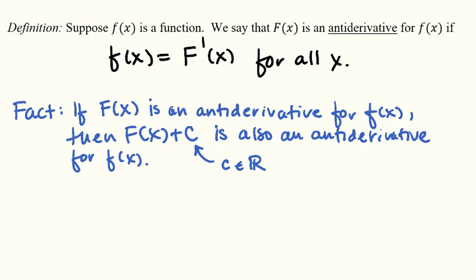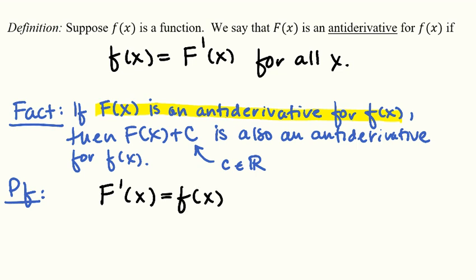This leads us to a relevant fact. If we've got an antiderivative and we add some number to it, it's still going to be an antiderivative, where c is any real number. The proof would be: if we know that F of x is an antiderivative for smaller f, then the derivative of capital F is regular f.